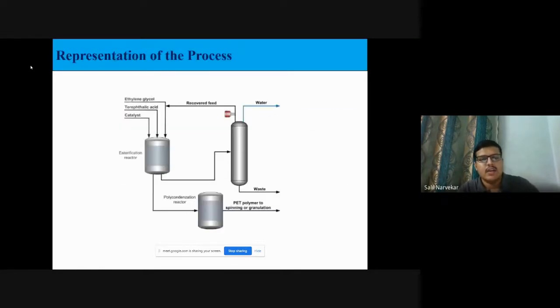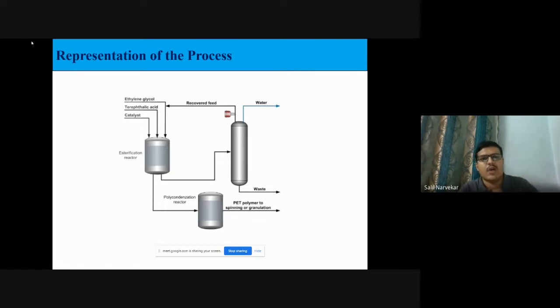Going ahead. So now, for those who may not be aware, here I have a small representation of the PET production process. For the PET production process, we have two raw materials, which are ethylene glycol and terephthalic acid. Ethylene glycol is also called monoethylene glycol (MEG), and terephthalic acid is also called PTA, because it is referred to as purified terephthalic acid in the industry.